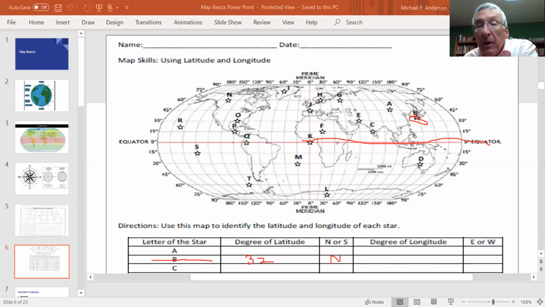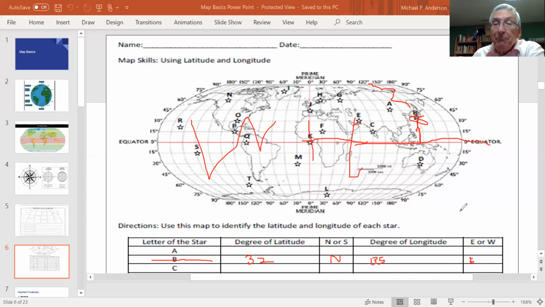Okay, it looks like it's pretty well on this longitude line right here. So let's follow that longitude line up. And I'm not very steady today, but it comes up between 120 and 150. So we add 15 to 120, we get 135 degrees. Is it east or west? Here's west of the prime meridian. Here's east. So it is east. 135 degrees east longitude.